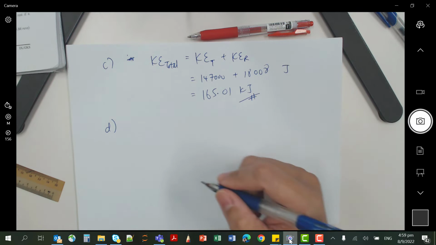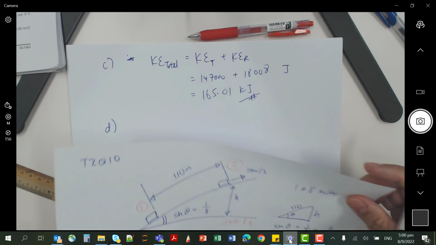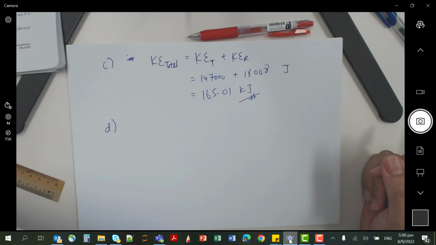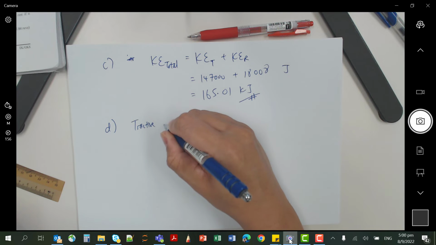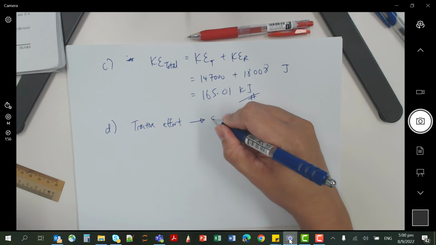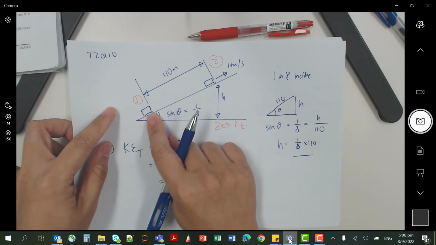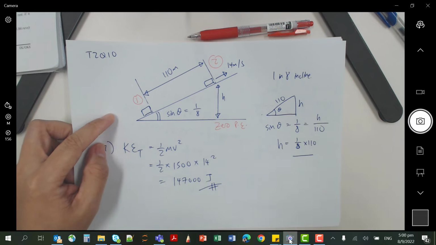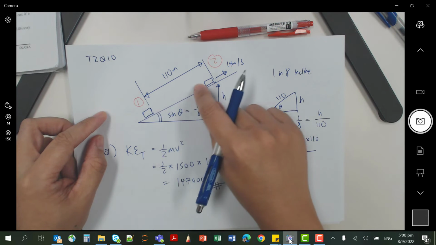Tractive effort required. Tractive effort is basically your engine force. How this vehicle managed to go up is purely based on the engine. The engine is providing the force that pushes it up.